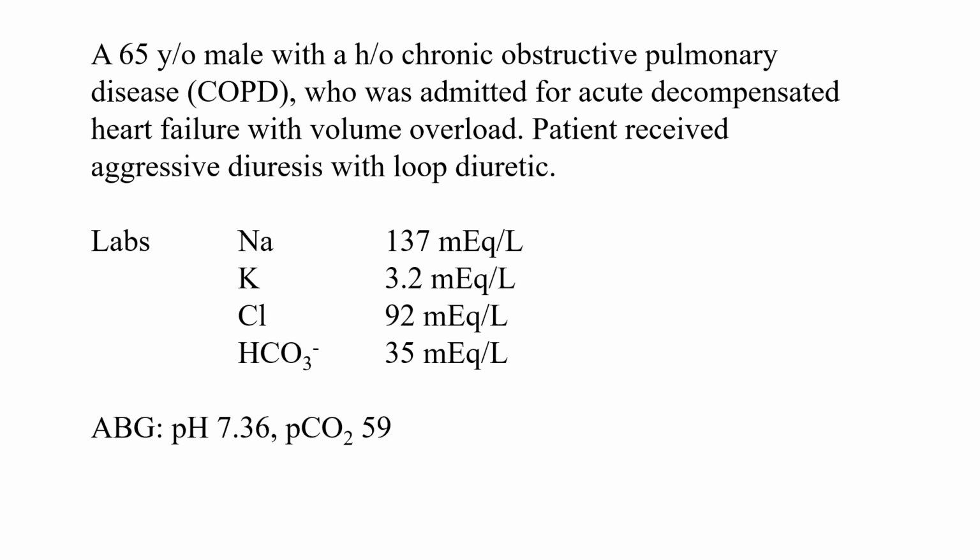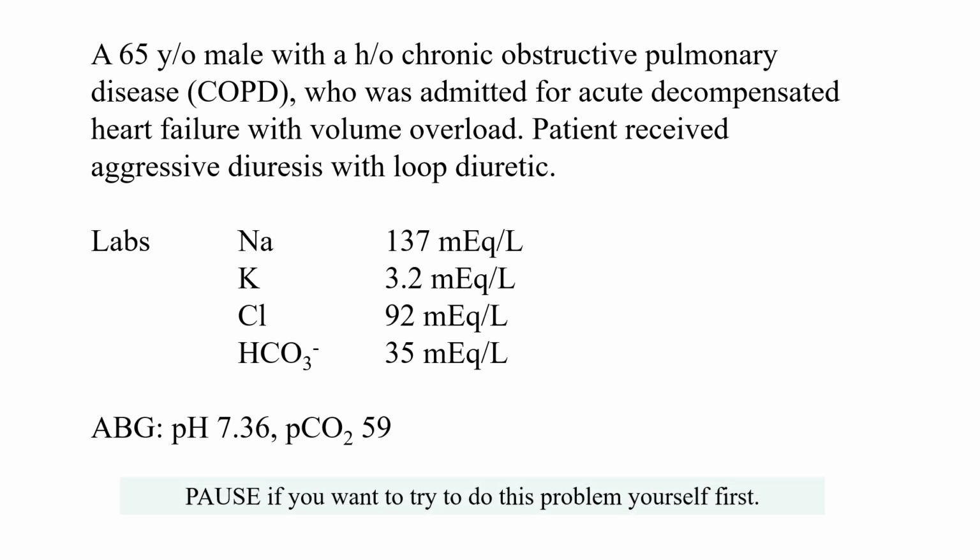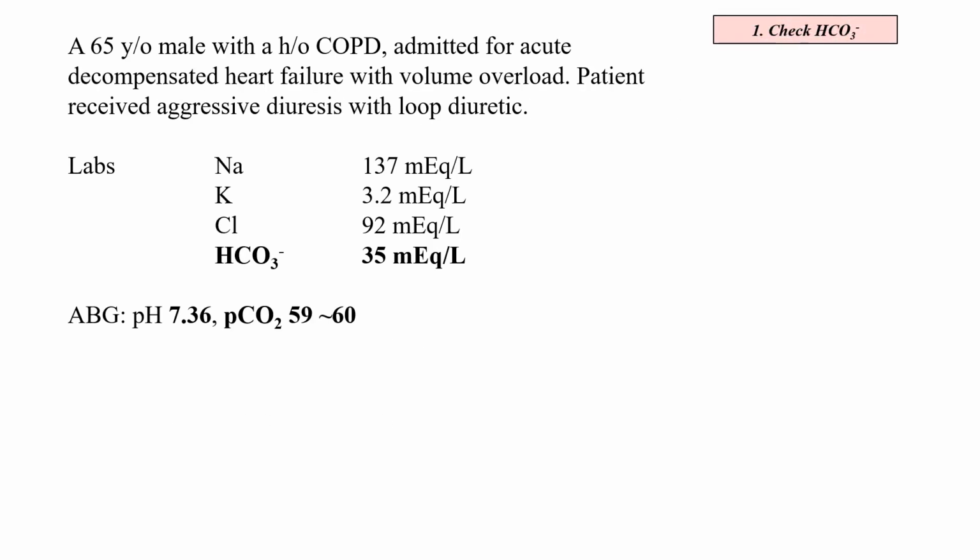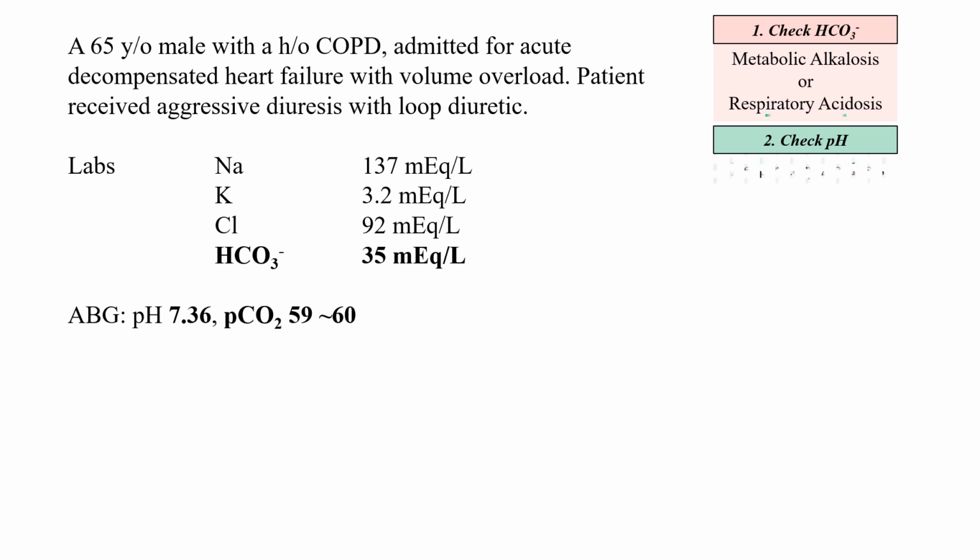This is the case of a 65-year-old male with a history of chronic obstructive pulmonary disease who was admitted for acute decompensated heart failure with volume overload. Patient received aggressive diuresis with loop diuretic. Step 1, check serum bicarbonate. It is 35, which is high. This means patient may have a metabolic alkalosis or respiratory acidosis with renal compensation. Step 2, check pH. pH is 7.36, which is less than 7.4 or low. This means the most likely disorder is respiratory acidosis.